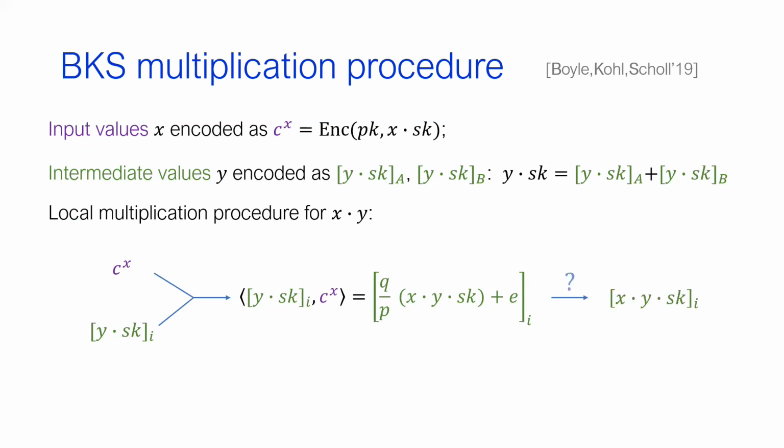But what we would like to obtain is a sharing of this expression instead. This would be the representation of X times Y. And so the main technical question is how to go from here to there. This step is called share conversion, and it actually shows up in some of the other works that I mentioned. For example, for DDH, it's about converting multiplicative shares into additive shares.